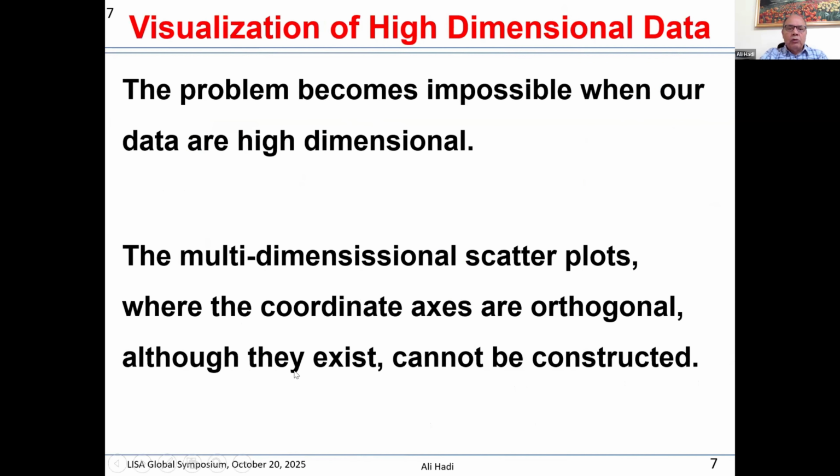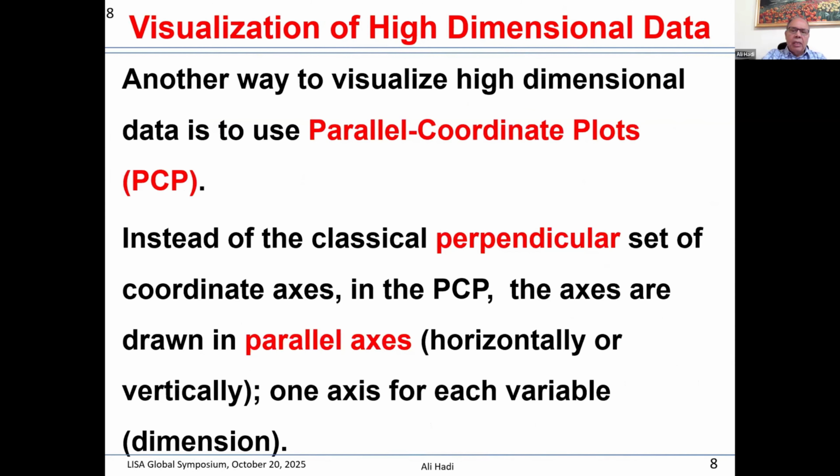Okay. So the problem becomes impossible when we have higher dimensions. This is only two-dimensional, y versus x, but if p, the number of dimensions in the multivariate data, increases, this becomes very problematic, because we will not be able to draw a scatter plot in more than 3 dimensions. So instead of using a perpendicular set of axes, we are going to use parallel coordinate plots.